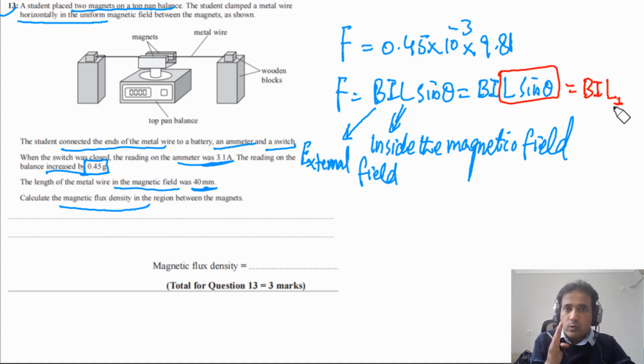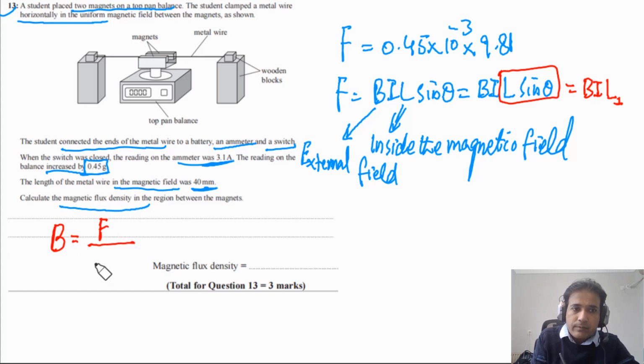Now let's try to answer this question. So we need to find out B in this case. So we can rearrange and write down B has to be equal to F divided by I times L times sine of theta. But in this case, the angle between magnetic field and current is 90 degrees. So sine 90 is 1. So we can write here 0.45 times 10 to minus 3 times 9.81.